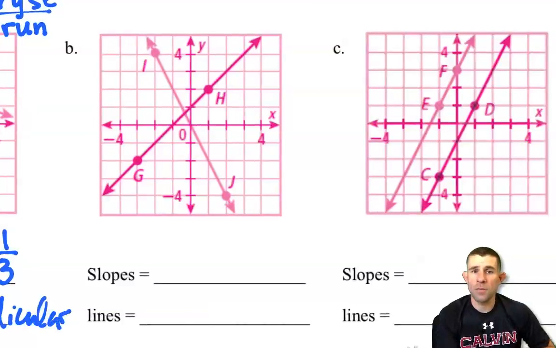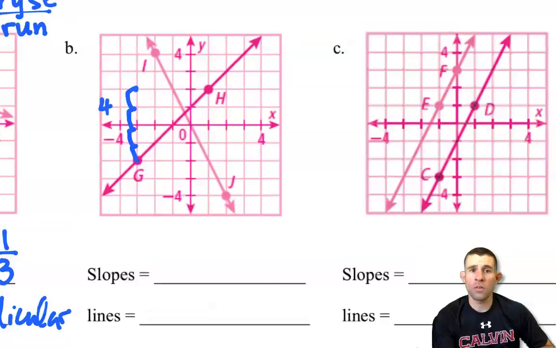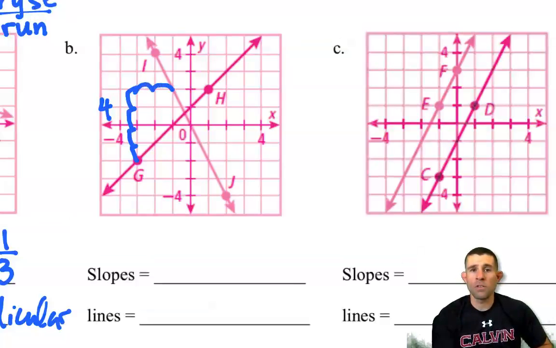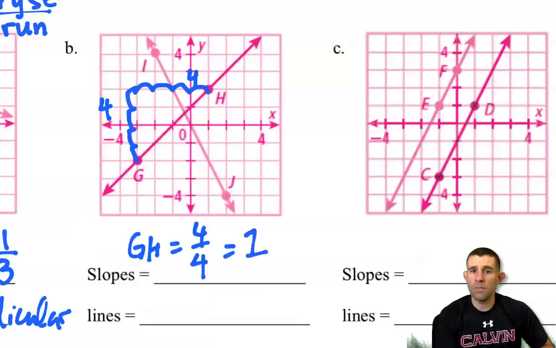All right, let's try the next one here. And you can tell right away that they're not parallel, but let's find the slope of GH. So we're going to count 1, 2, 3, 4. So it rises 4, and then 1, 2, 3, 4 again for its run. So the slope of GH is 4 over 4, which simplifies to 1.